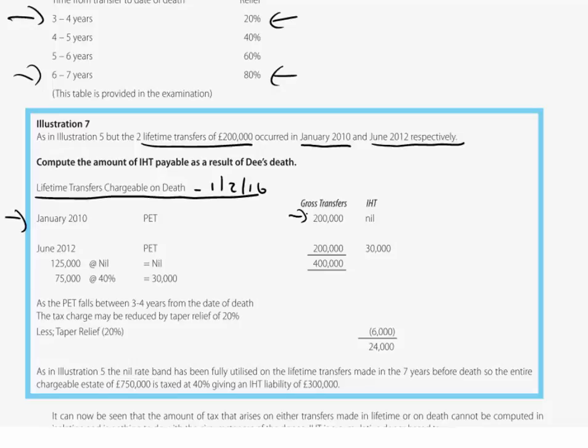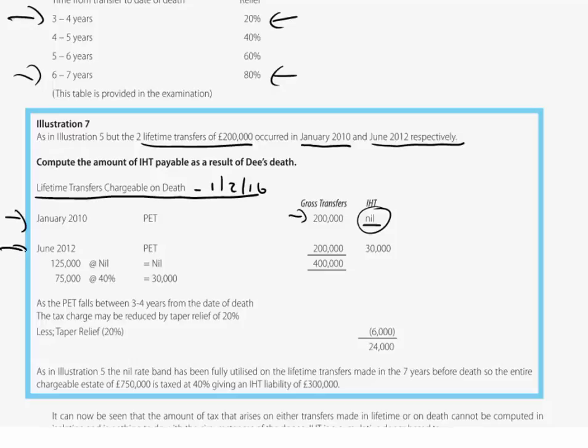£200,000. It is the first such transfer now to be charged to tax, and therefore enjoys all of the nil rate band, therefore there is no tax. Now because there is no tax, then the question of taper relief is irrelevant, because remember, it would reduce any tax charge. There is no tax charge, there is therefore no taper relief.